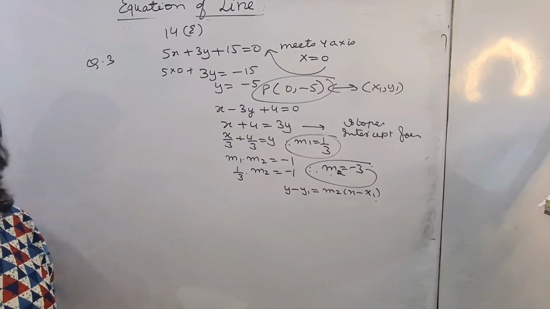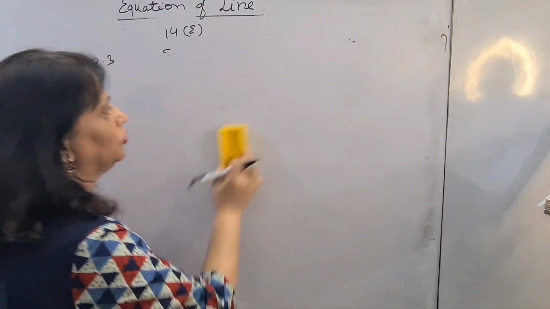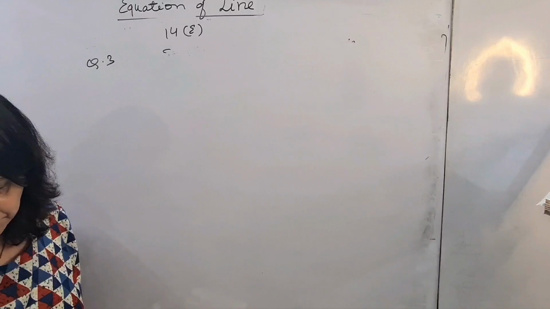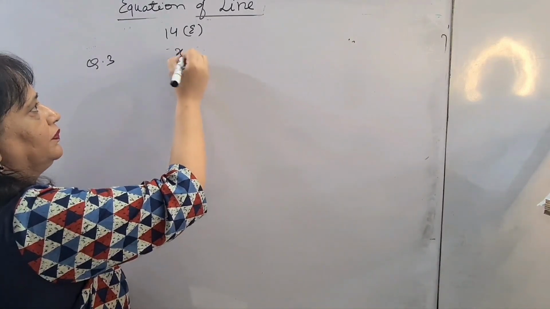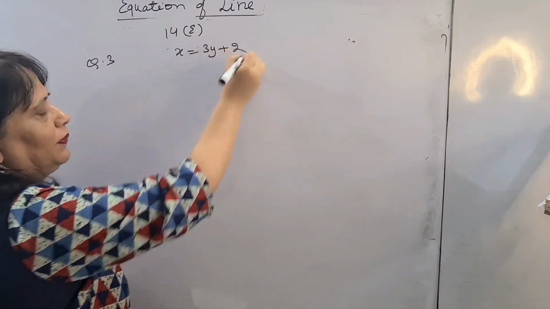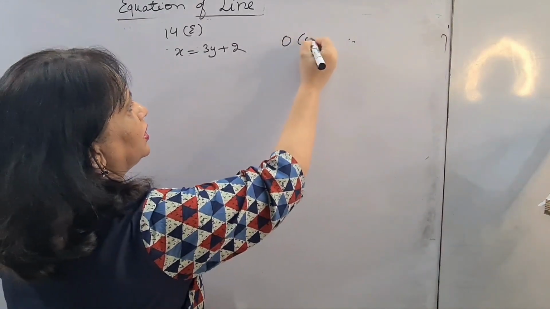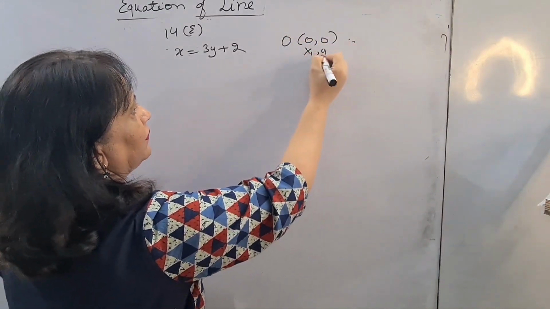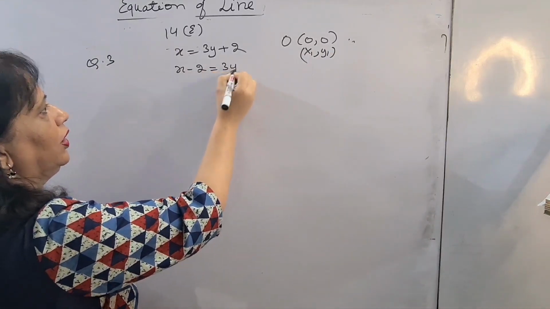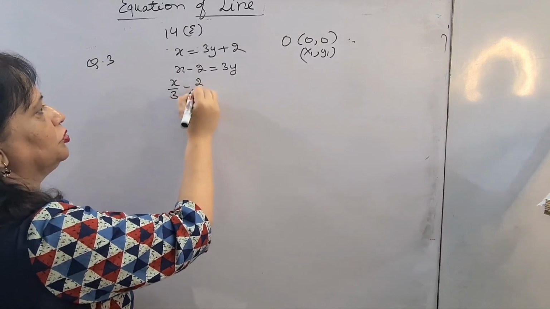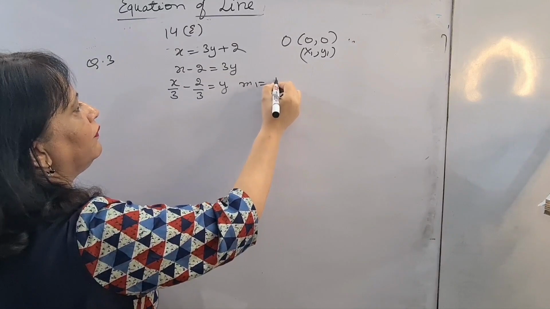Similarly, coming to question number 8, it is just the same question with a little language difference only. The question is question number 8, page 202, exercise 14E: x is equal to 3y plus 2, and he said a line through origin. So origin 0, 0 will become your x1 comma y1. That's all. So this is x minus 2 is equal to 3y, or x upon 3 minus 2 upon 3 is equal to y. m1 is equal to 1 by 3.